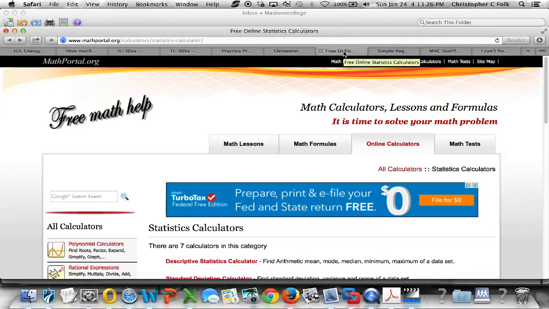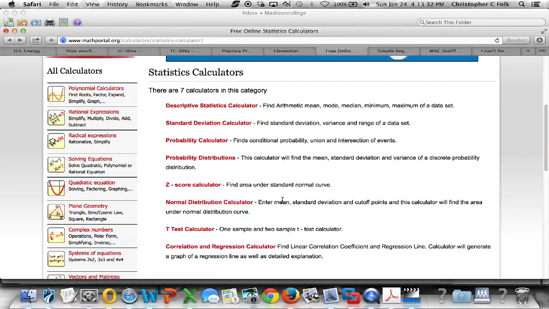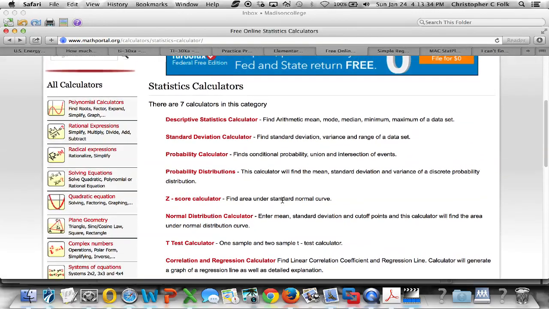I found this at mathportal.org. They've got quite a few calculators available. I scrolled down to find this one here, the correlation and regression calculator. I'll put these links on the week 2 content page too, by the way.